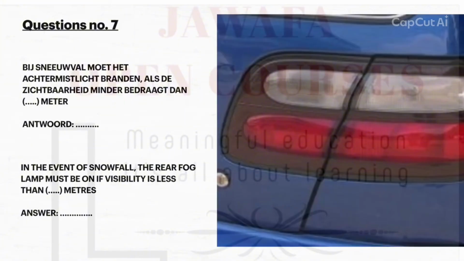Question number 7 asks, when there is snowfall and snow is falling, you must turn on your rear fog light if your visibility drops below a certain number of meters. So you need to tell us the answer here. Below how many meters of visibility in snowy conditions should you activate your rear fog lights?